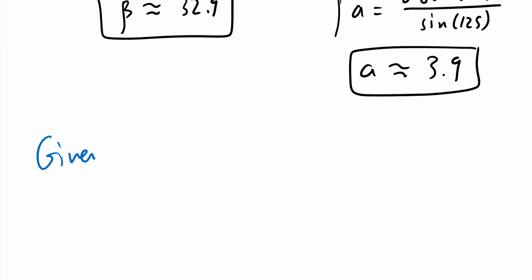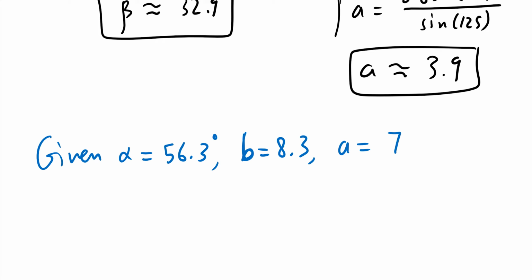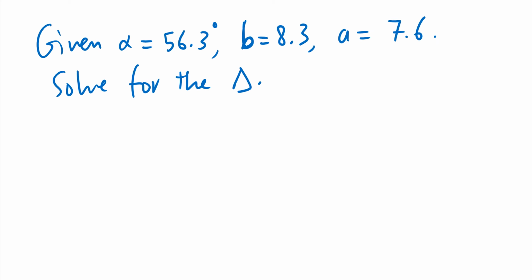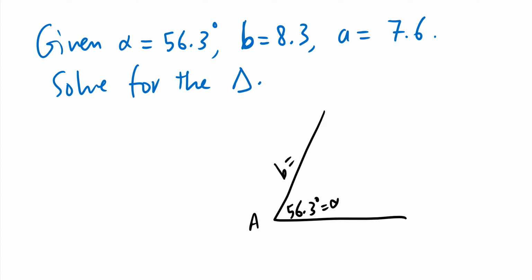Given alpha 56.3 degrees, B is 8.3, A is 7.6. Solve for the triangle. Notice here what we have is that we are given two sides and a non-included angle. So that's the SSA case. Always the first thing: A is given, this is 56.3 degrees, that's alpha. B is given, 8.3. Is A bigger than or equal to B? No, it's not. So the third case does not work.